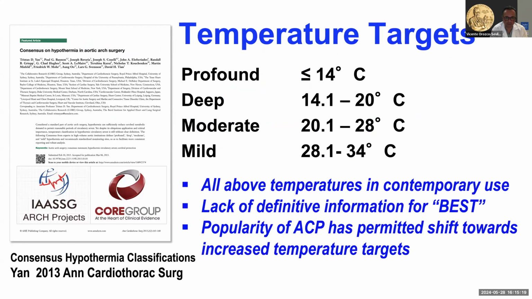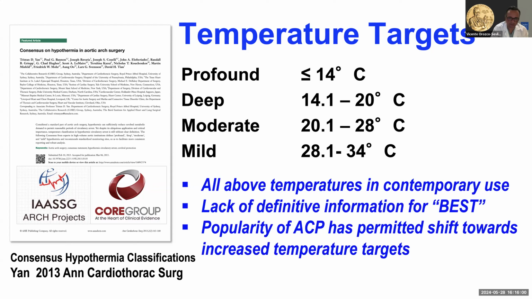This is profound hypothermia, deep hypothermia, moderate to mild, and I think that's the consensus that we have. But before we decide what type of temperature we're going to use, it's obviously case selection, and we choose based on what type of operation we're going to do. Obviously, if we're going to do a proximal arch with a very short circulatory arrest, then moderate or mild hypothermia is probably good, but for a total arch, moderate can be acceptable.